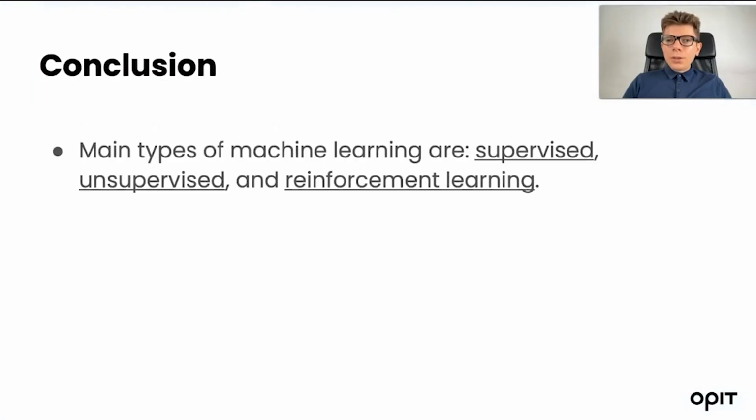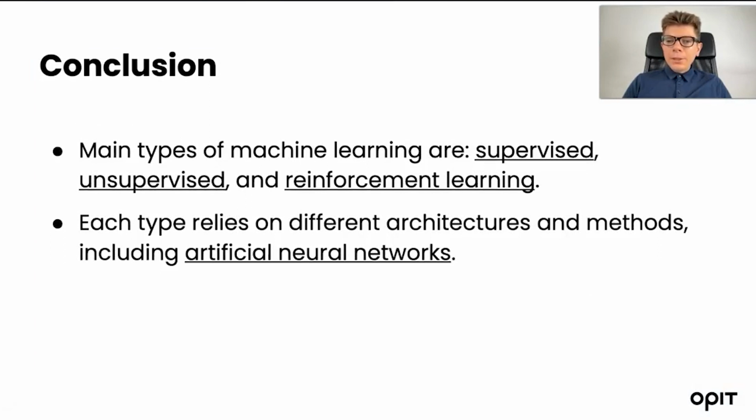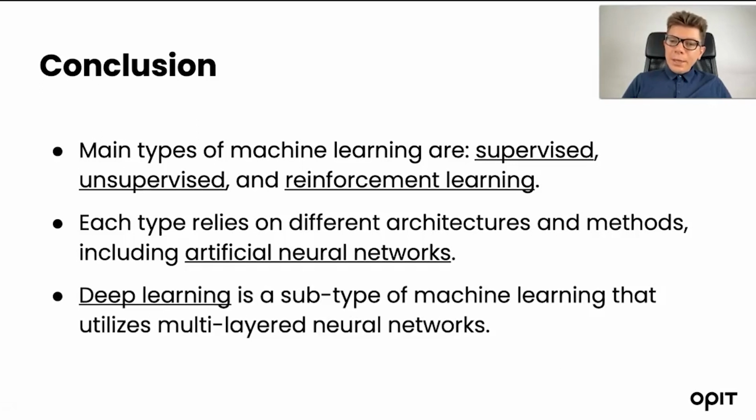So to conclude, main types of machine learning are supervised, unsupervised, and reinforcement learning. Each type relies on different architectures and methods, including artificial neural networks. And deep learning is a subtype of machine learning that utilizes multi-layered neural networks.